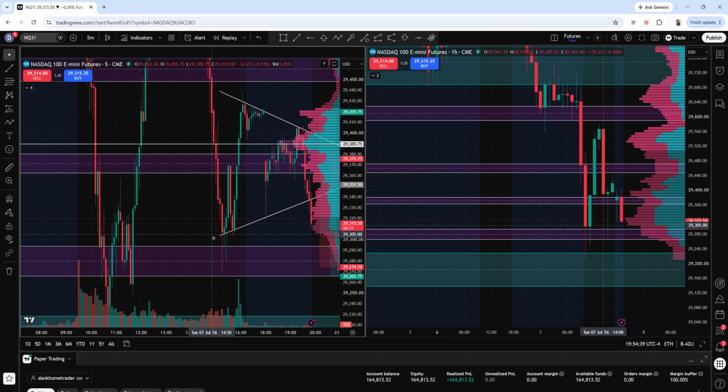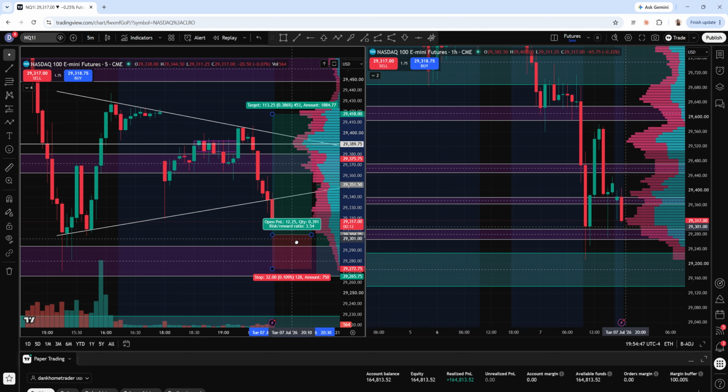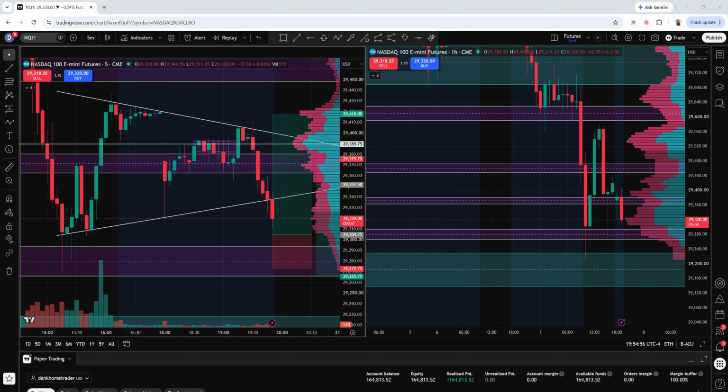Do we see any of this act as support, or is it going to flush through it? Oh, this level's right at 300. Yeah, they've not wanted to trade beneath it. 300 basically is the.